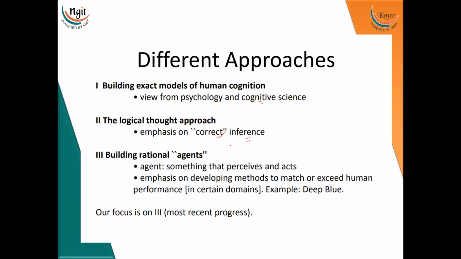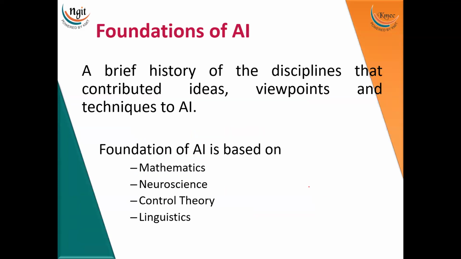What do we mean by agent? An agent is something that perceives and acts. You can think of a robot as an agent. The emphasis is on developing methods to match or exceed human performance in certain domains. For example, Deep Blue, the very famous artificial chess machine, which won against the world chess champion. And coming to the foundations of AI, let us discuss a brief history of the different disciplines, viewpoints, and techniques that contribute to AI.